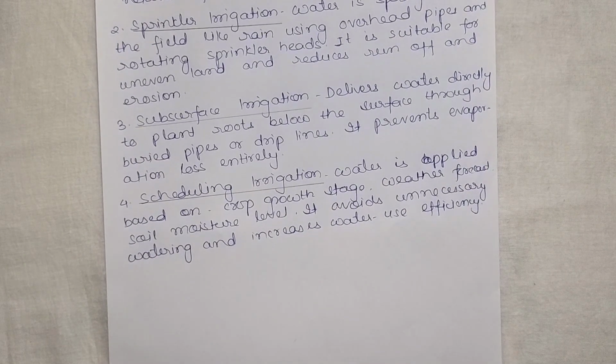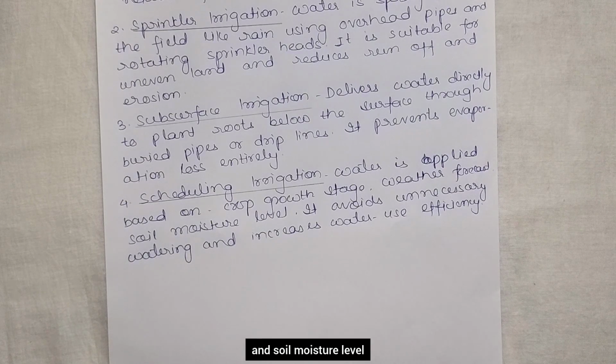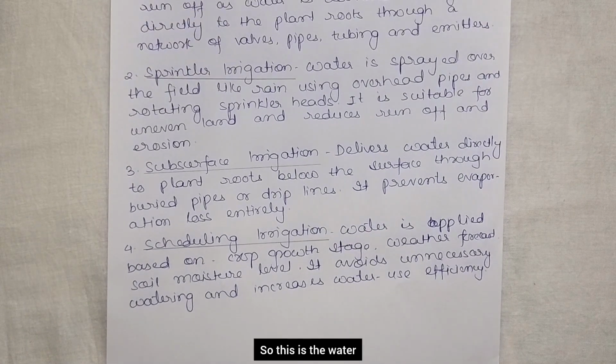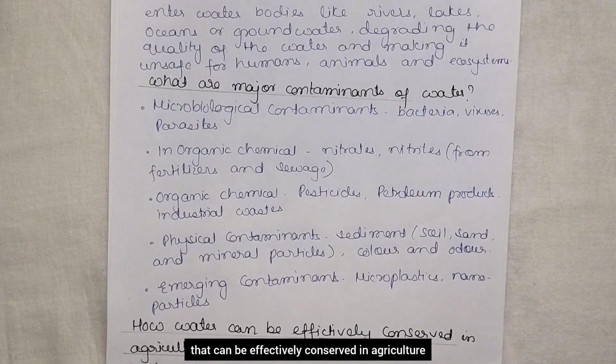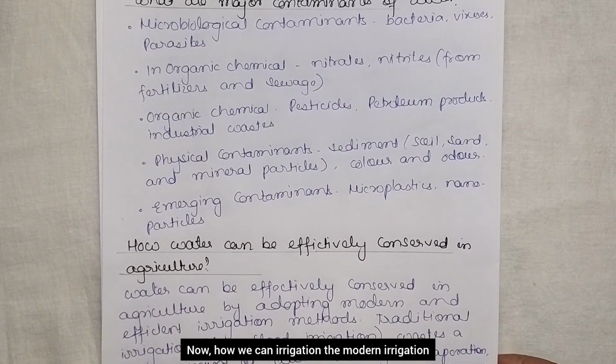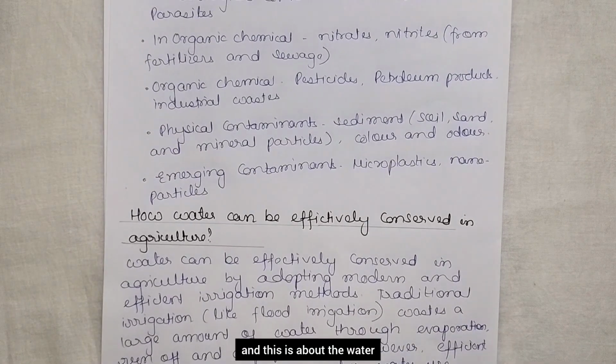Scheduling irrigation: water is applied based on crop growth stage, weather forecast and soil moisture level. It avoids unnecessary watering and increases water use efficiency, right? So this is how water can be effectively conserved in agriculture. The modern irrigation techniques can reduce the use of water. And this is about water.